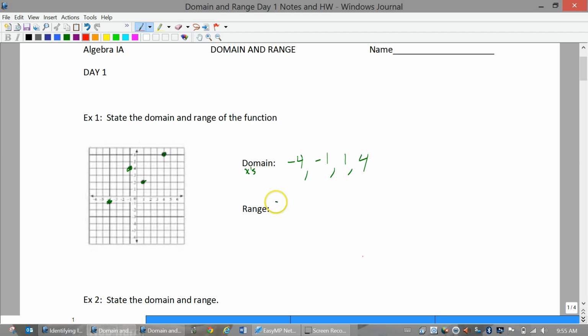For range, what's the furthest down? For that point, -1. For the next point, 2. For the next point, 4. And for that point, 6. Yes, it needs to be least to greatest. Although if you did greatest to least, I'd probably let it go as long as it's in a specific order.